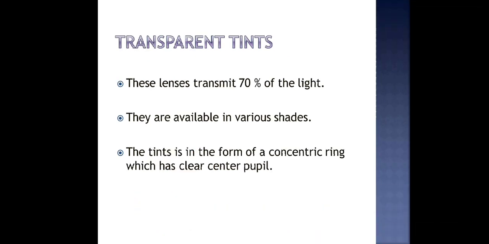So next is the transparent tint. These lenses transmit 70% of the light. They are available in various shades. The tint is in the form of a concentric ring which has a clear center pupil.